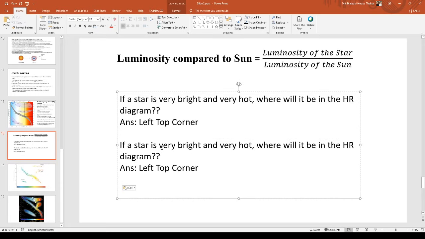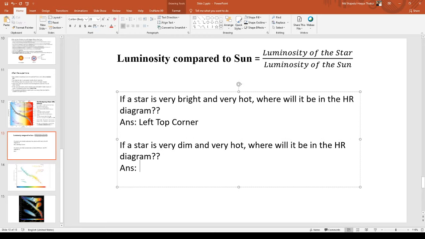Now, what if I repeat the question, but this time I ask you, still very hot, but very dim and very hot. What will be your answer? So it's not so bright, but it is at a very high temperature.